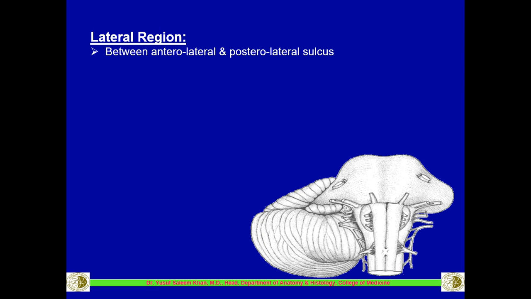Now going to the second part of this brainstem, that is the lateral region. The lateral region is here between the anterolateral sulcus and the posterolateral sulcus. Between these two, there is a very important structure, an oval elevation called the olive. This is the olive here, which is between the anterolateral sulcus and the posterolateral sulcus, and it is a very small structure, almost 1 to 1.5 centimeters.